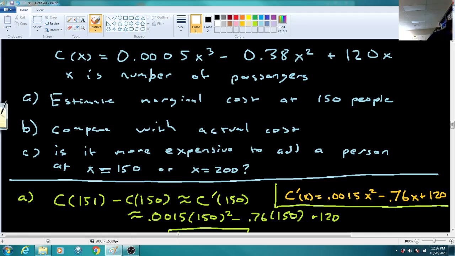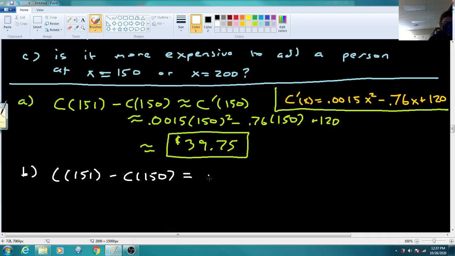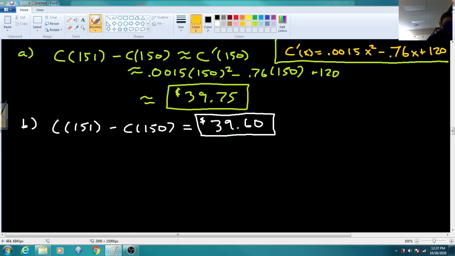And we get 39.595, so we'll say 39.60. So we're off by about 15 cents, which says our approximation is pretty decent for what we're doing. And then they say, is it more expensive to add a person at 150 or 200? We have 150 at 39.75.